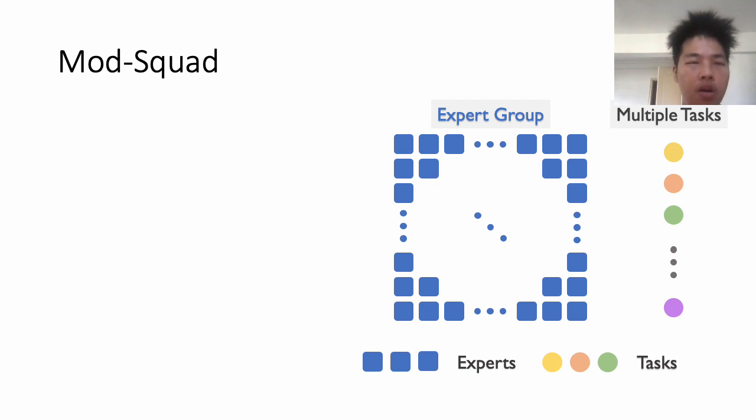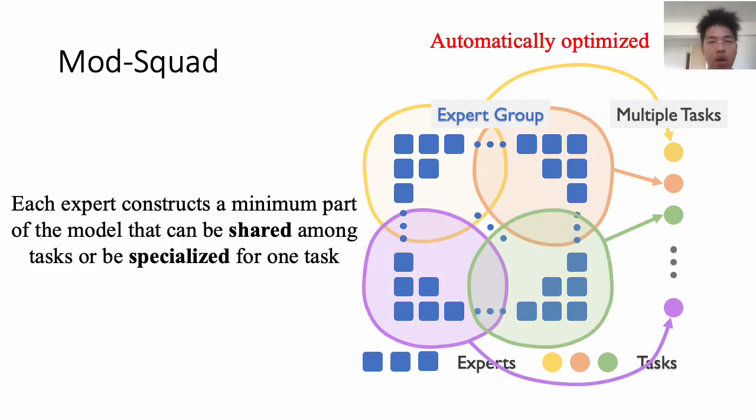In our paper, we have a concept of expert groups: our model consists of several experts, and each expert constructs a mini part of the model that can be shared among tasks or be specialized for one task. We want each expert to learn which task it wants to solve automatically. For example, if we are using expert 1, it is very likely we're doing task A, and if we are doing task B, we are very likely to use expert 3. We want this to happen automatically.